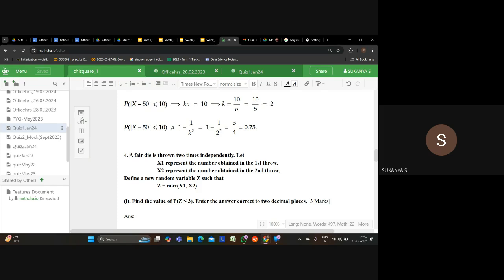How do we start solving this? After the die is rolled, the outcome should be 1, 2, or 3. But for which variable? For Z. You don't get Z directly on the throw. Z is just the maximum of x1 and x2. You actually get x1 and x2.